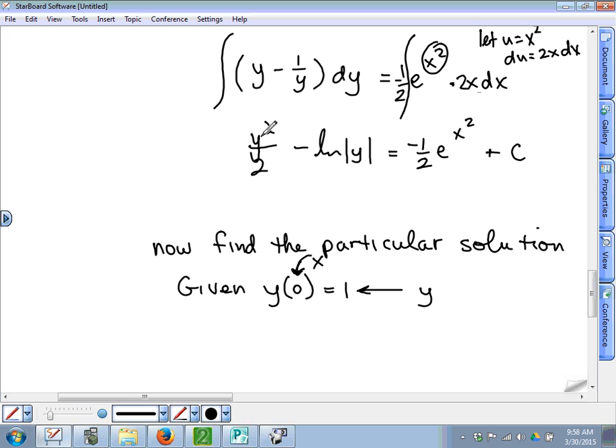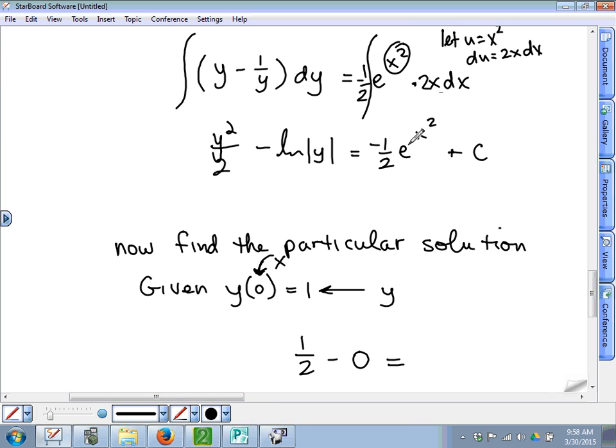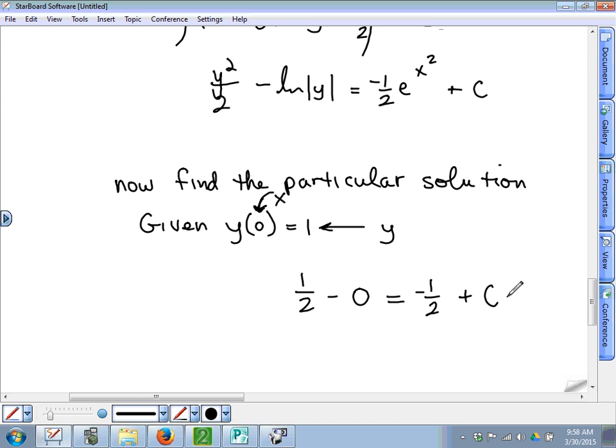So if you plug in a 1 for y, you've got 1 half, and then the natural log of 1. The natural log of 1 is 0. Equals, and here x is 0, so e to the 0 power is 1. 1 times negative 1 half is negative 1 half, plus c. So we're trying to find c, yeah. C equals 1. If you add a half to the other side, that gives you 2 halves, which is 1.